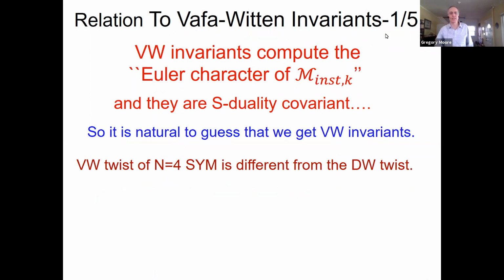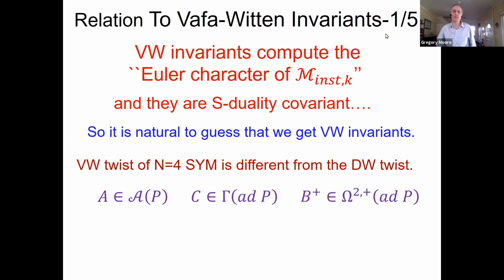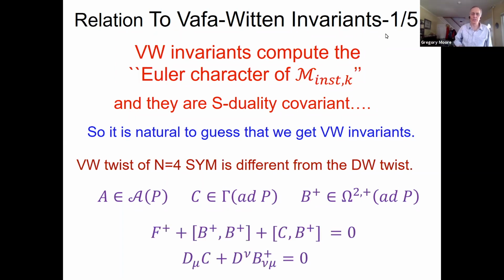And let's just look at the Vafa-Witten equations. So what are the fields in the Vafa-Witten equations? We have a connection on the principal SO(3) bundle. We have an adjoint-valued scalar field C and an adjoint-valued self-dual 2-form B. And then here are the equations.